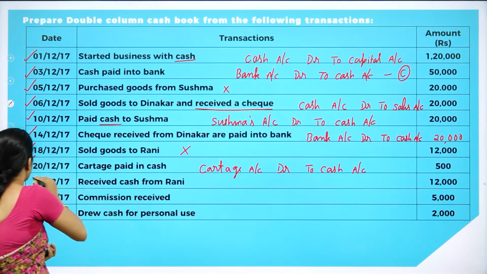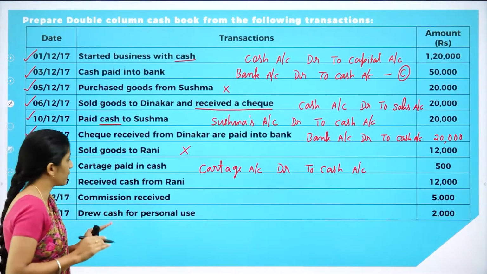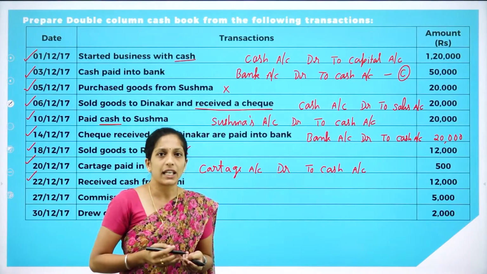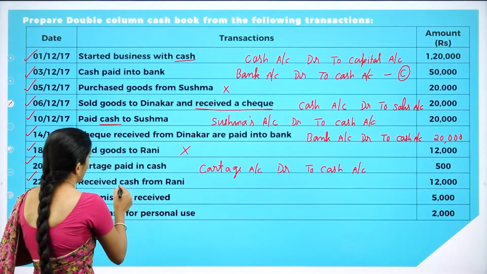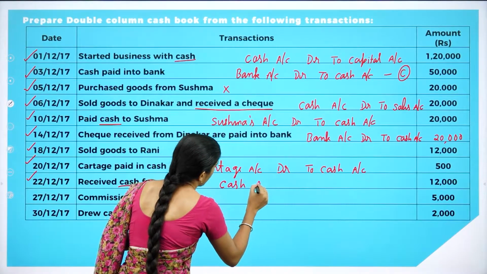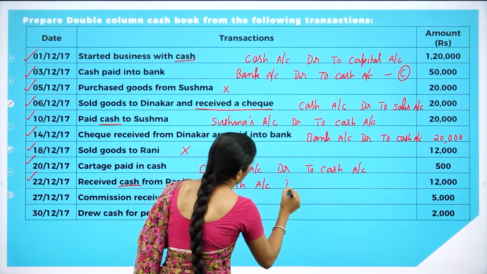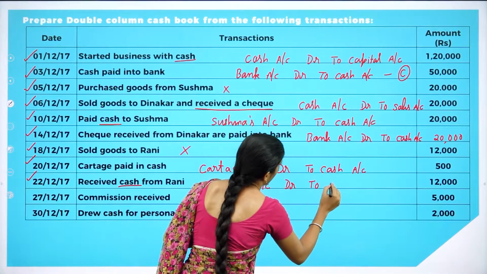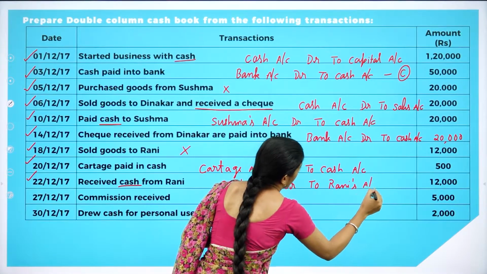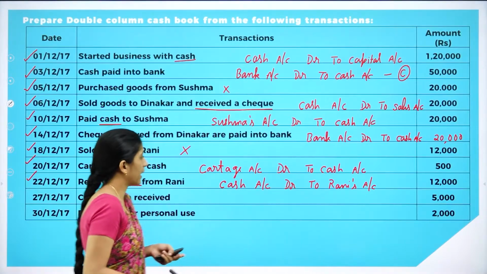Yes. Now moving on to the next transaction, 22/12/2017, received cash from Rani. Now we are receiving cash, so it is a cash transaction. So what comes to the business? Cash comes to the business. So cash account debit. From whom are we receiving? From Rani. So to Rani's account. Cash account debit to Rani's account.